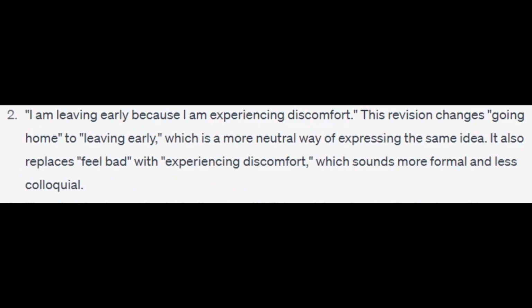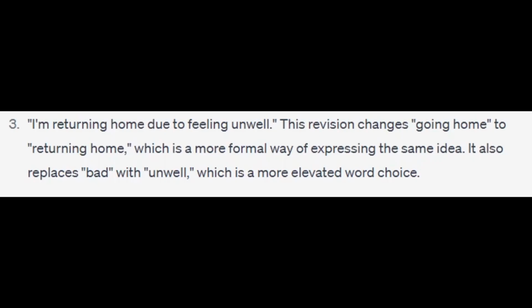I'm leaving early because I am experiencing discomfort. This revision changes going home to leaving early, which is a more neutral way of expressing the same idea. It also replaces feel bad with experiencing discomfort, which sounds more formal and less colloquial. Colloquial means that it's more common. I'm returning home due to feeling unwell. This revision changes going home to returning home, which is a more formal way of expressing the same idea. It also replaces bad with unwell, which is a more elevated word choice. Elevated just means that it's better.